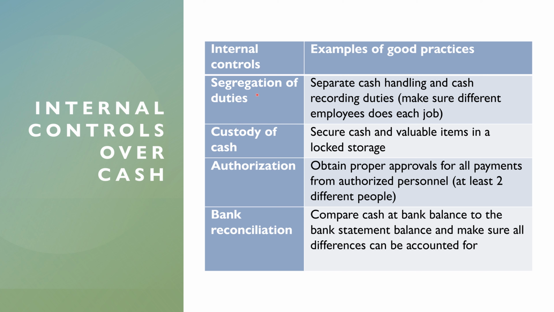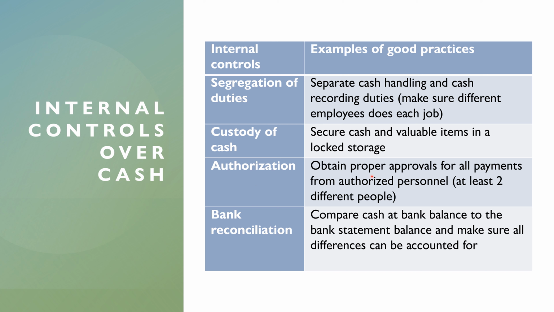Number one, segregation of duties. Separate cash handling and cash recording duties. So simply it means that no one employee should be handling cash and recording of cash at the same time. It should be handled by two separate employees so that no single person has control over the entire cash process.